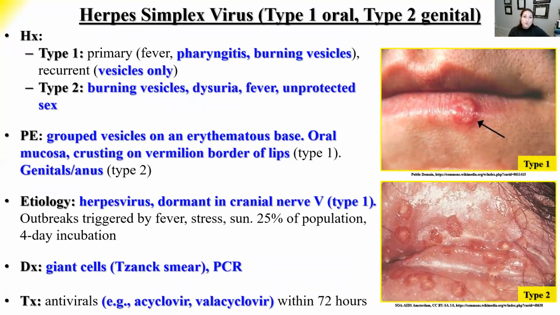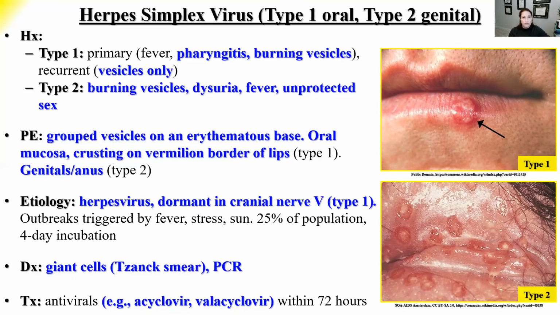Herpes simplex virus, we have type 1 and type 2. For simplicity's sake, we will say type 1 is going to be oral, type 2 is going to be genital. You can get type 1 in the genitals and type 2 on the mouth, but for simplicity, we're going to leave it as type 1 is oral, type 2 is genital. In type 1, the history, for the first onset, they're going to feel bad, fever, pharyngitis, burning vesicles on their lips. And then in the subsequent or recurrent outbreaks, they're going to only have the vesicles. They won't have the systemic symptoms.